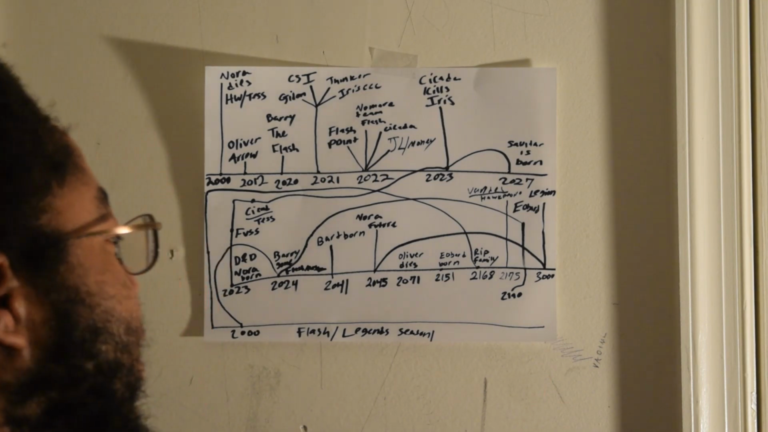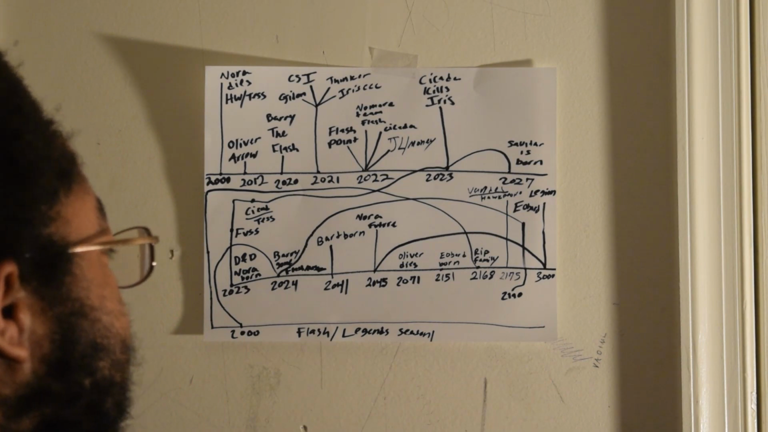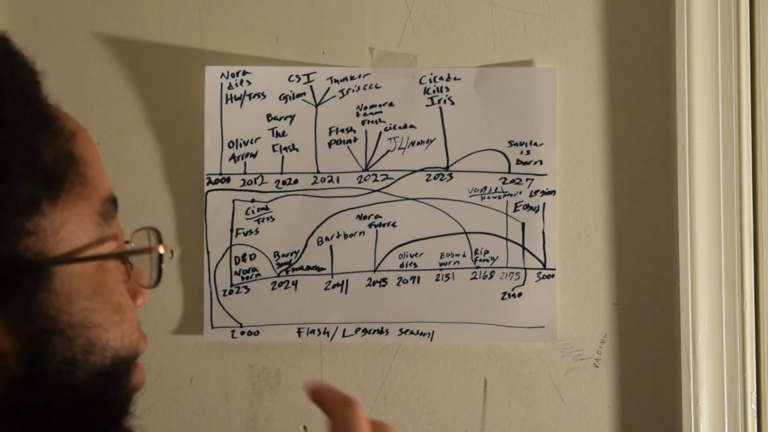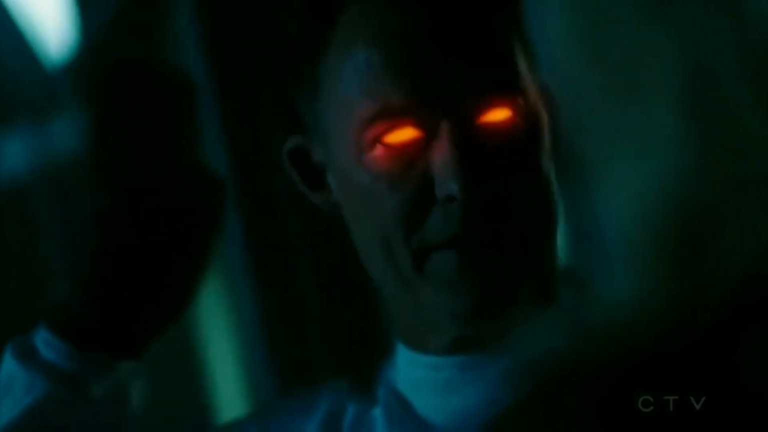Cisco dies. Tess Morgan dies. Black Canary is, her legacy. Felicity sucks. She doesn't mean anything. But, yeah, no one has ever heard of Felicity Smoke.